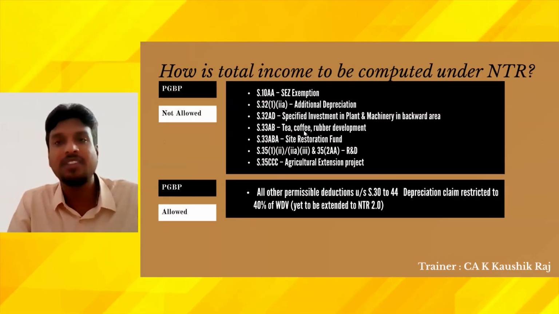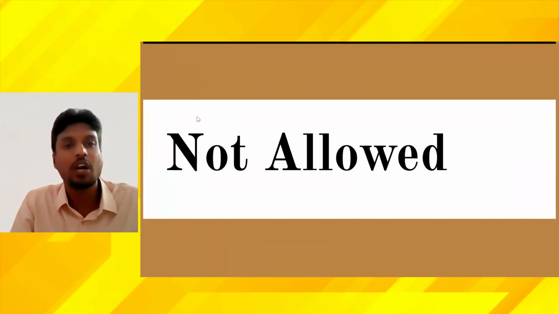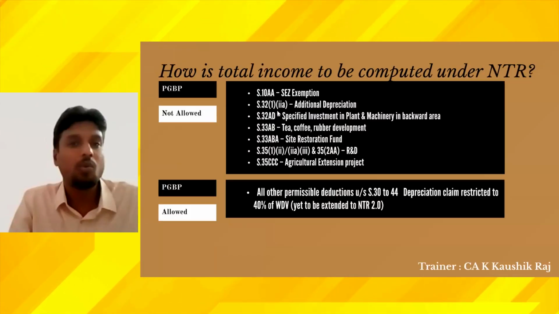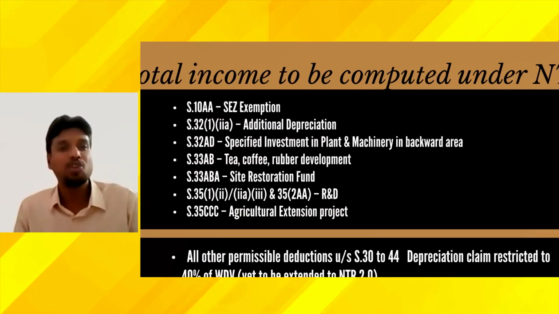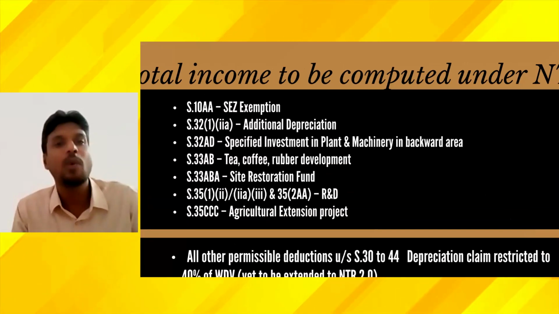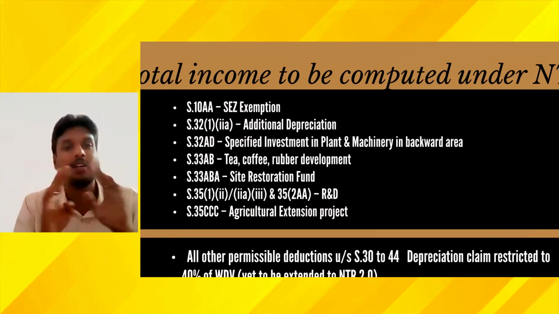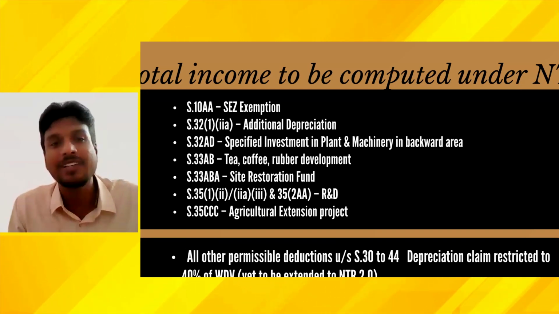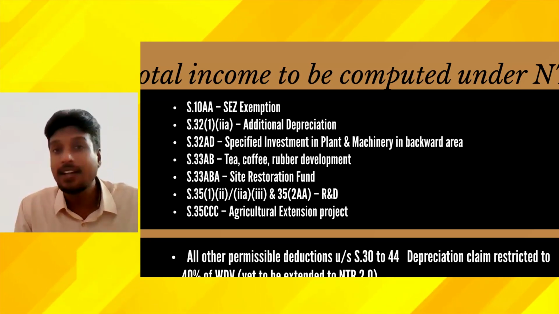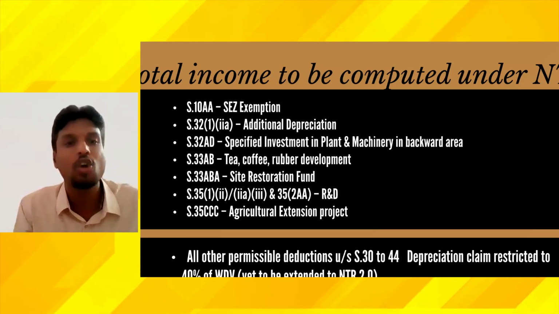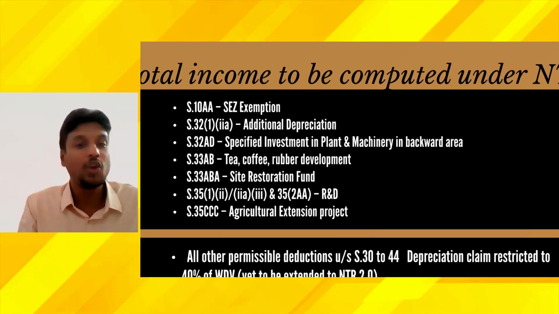Moving further, in case of the profits and gains from business or profession, what is not allowed? Let's quickly look into what is not allowed. Any exemptions under section 10AA, that is SEZ exemption, is not allowed. And then section 32(1)(2)(a), additional depreciation is not allowed. Only normal depreciation is allowed and additional depreciation is not allowed. Any investment allowances like 32AD, 33AB, 33ABA, 35, scientific research is completely ruled out. No exemption or no capital expenditure is allowed. Only the revenue expenditure is allowed.